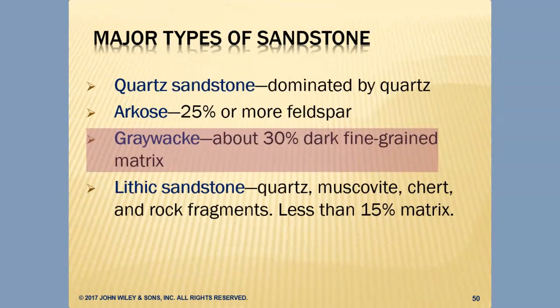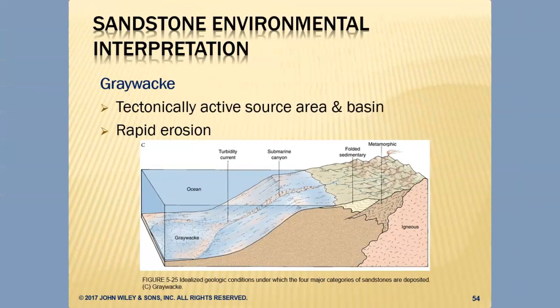Remember that greywacke is a sandstone that is composed of about 30% dark, fine-grained matrix. Greywackes are interpreted as being located in tectonically active source areas. The environmental interpretation of greywacke is that there was rapid erosion in a tectonically active area. Notice the greywacke deposited on the continental rise as a part of a turbidity current.